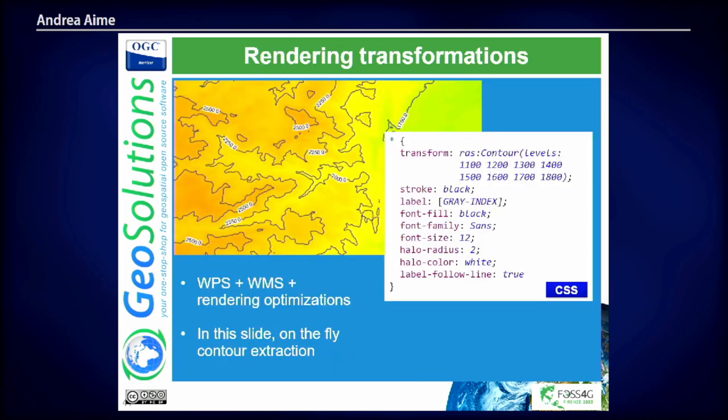Rendering transformations are always a kicker. The idea is that we take our raw data from a raster in this case, and we can apply some light processing like a contour extraction on the fly and render the result without ever having to store the contours anywhere, which is pretty interesting if your contours are dynamic, so controlled by the client.